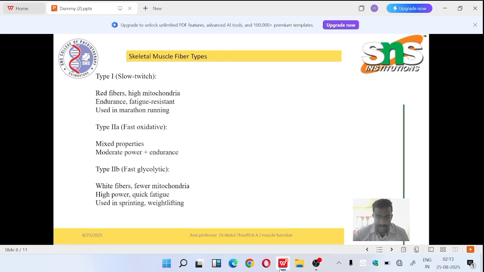What are the skeletal muscle types? Skeletal muscles contain different types of fibers: type 1, type 2A, type 2B. Type 1 are slow twitch fibers, red fibers rich in mitochondria, resistant to fatigue, suited for endurance activities like marathon running. Type 2A are fast oxidative fibers. They are used for balance, power, and endurance in the muscles. Type 2B are fast glycolytic white fibers, with few mitochondria, high power but quick to fatigue, important for sprinting and weightlifting types of sports.